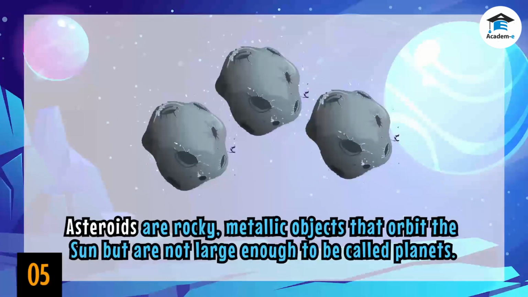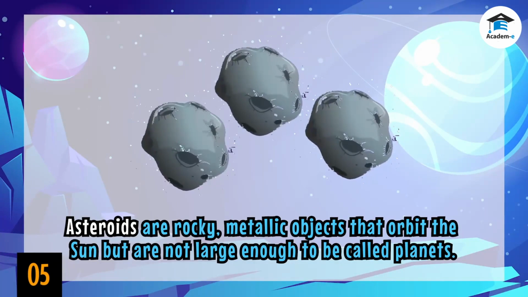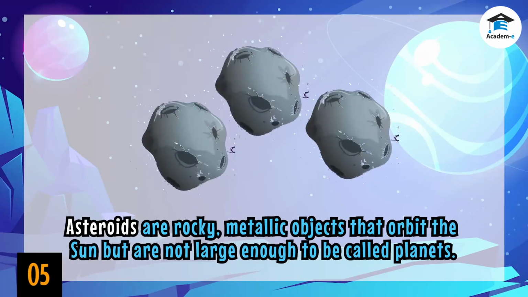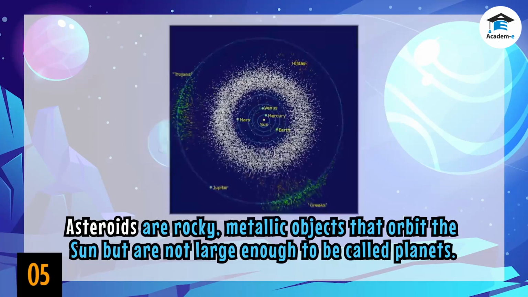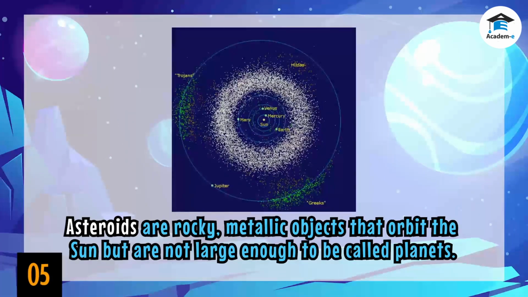Asteroids are rocky, metallic objects that orbit the Sun but are not large enough to be called planets. Minor planets is another name for them. Asteroids of various sizes fill the space between Mars and Jupiter's orbits. The major asteroid belt is the name given to this area.